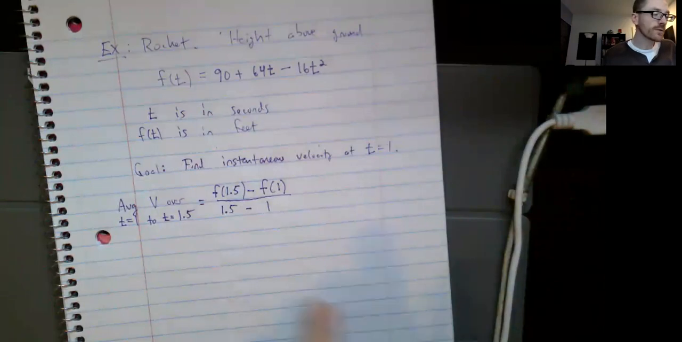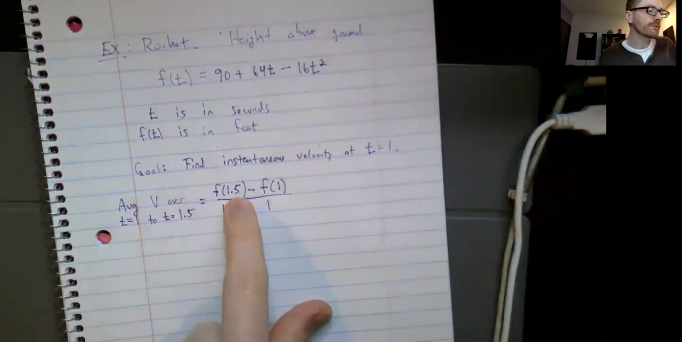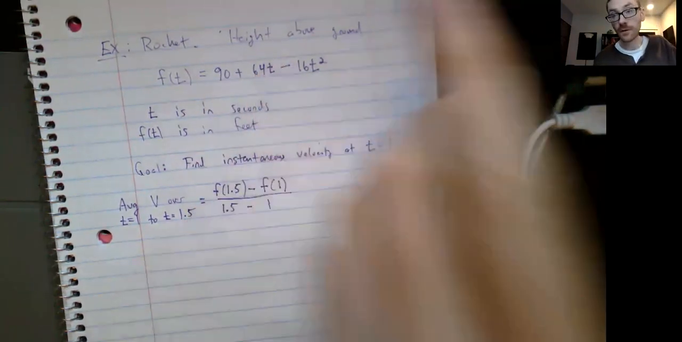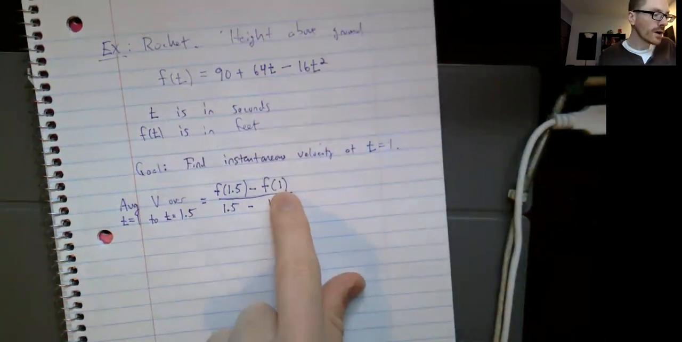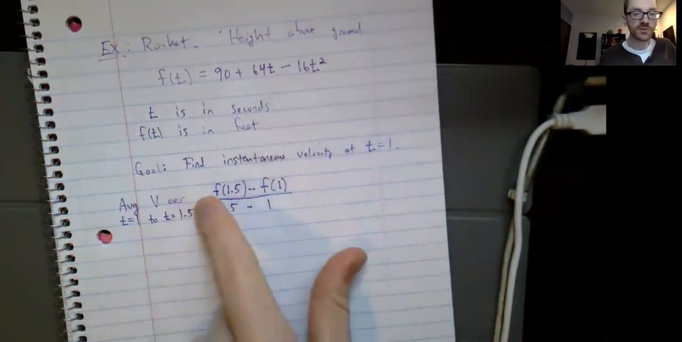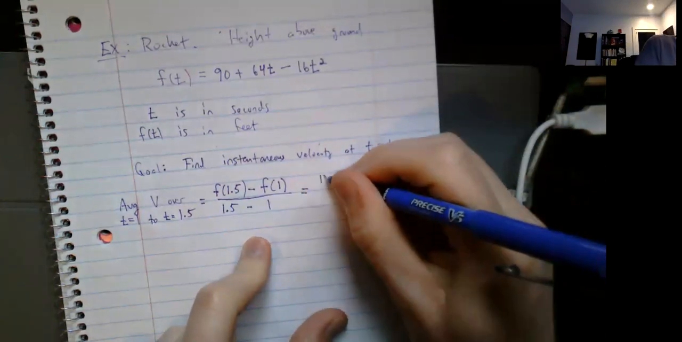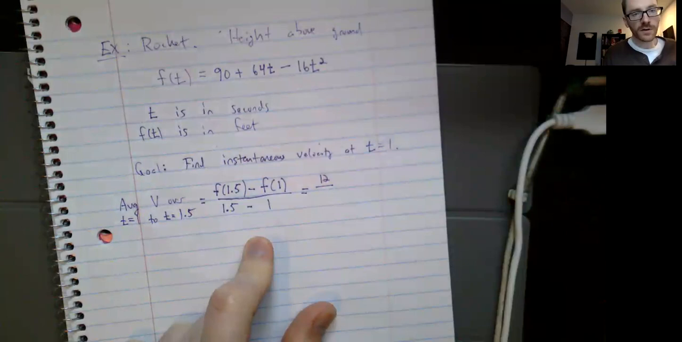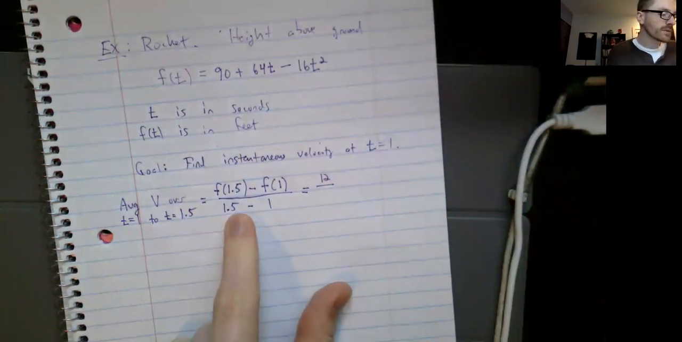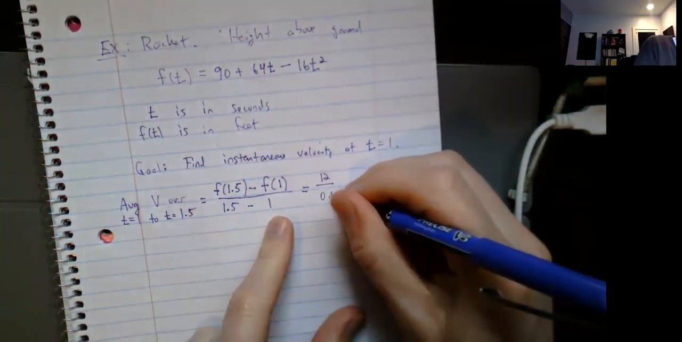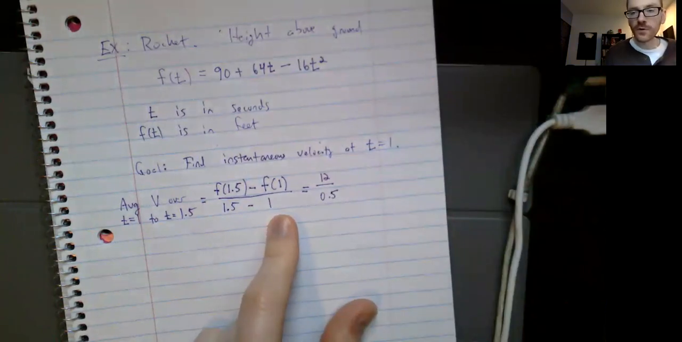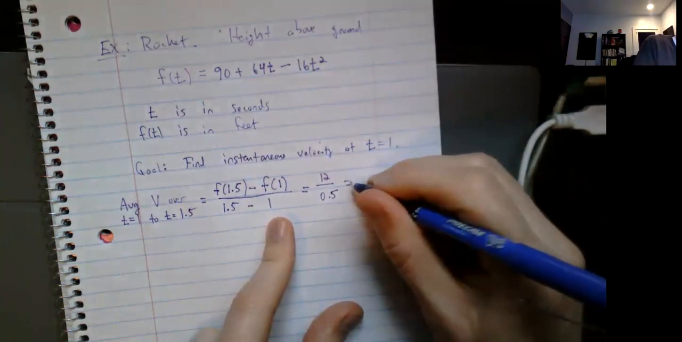I'm just going to tell you that if you plug 1.5 into this whole thing, figure out what that is, and then take 1, plug that in, figure out what that is, and subtract them, I claim that you get 12. That's what the numerator is. And the denominator, 1.5 minus 1, is of course 0.5. So 12 over 0.5, that's 24.